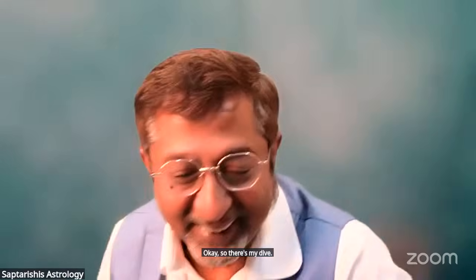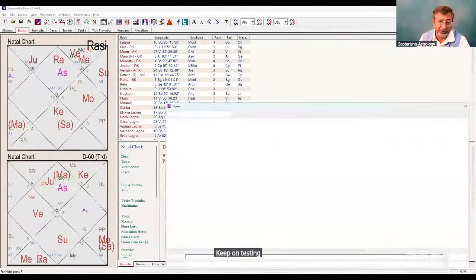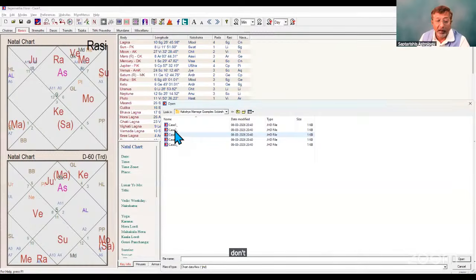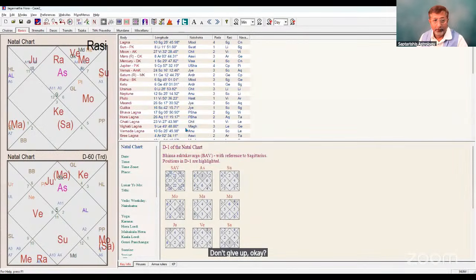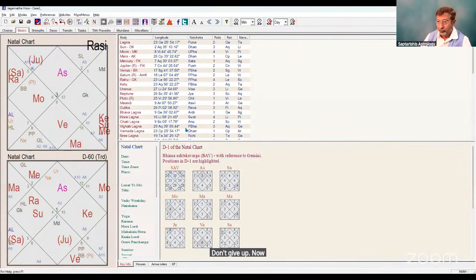Okay, all right. Let's go quickly, ladies and gentlemen. No more questions. We finished this chart. So let's take the second chart. But keep on testing. If you've not understood the technique, don't give up. Okay. Don't give up.